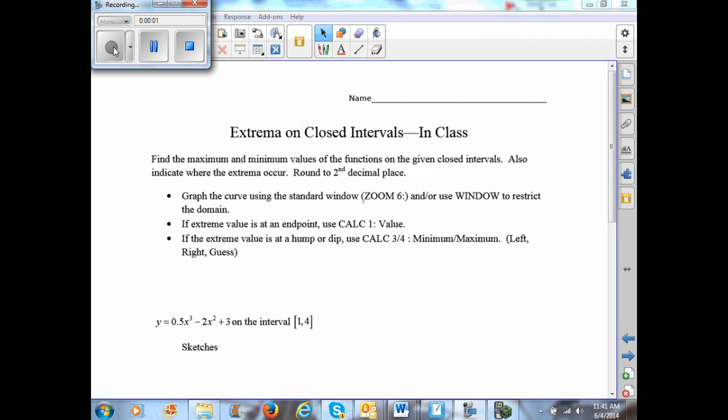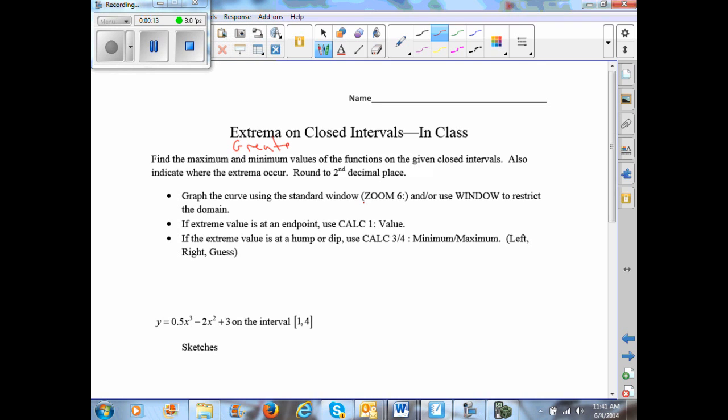For this problem here, we're going to be finding extrema on closed intervals. What that means is that for a given function, you're going to want to find the greatest and/or the least y value. So it's the y values that we're concerned about, but it'll be for a given range of x values. So for this problem, what we're going to do is find the greatest and least y value of this function on this interval. And these are x values.